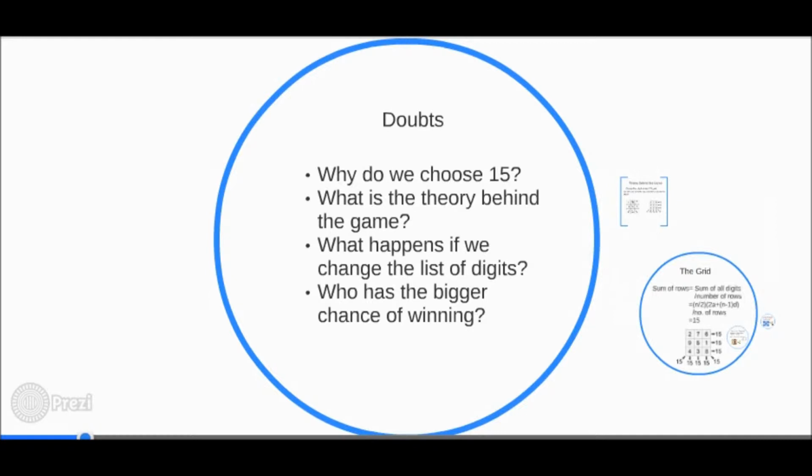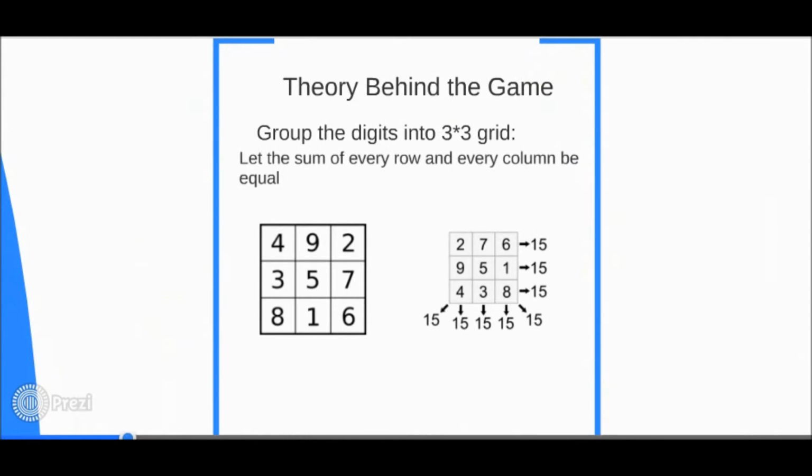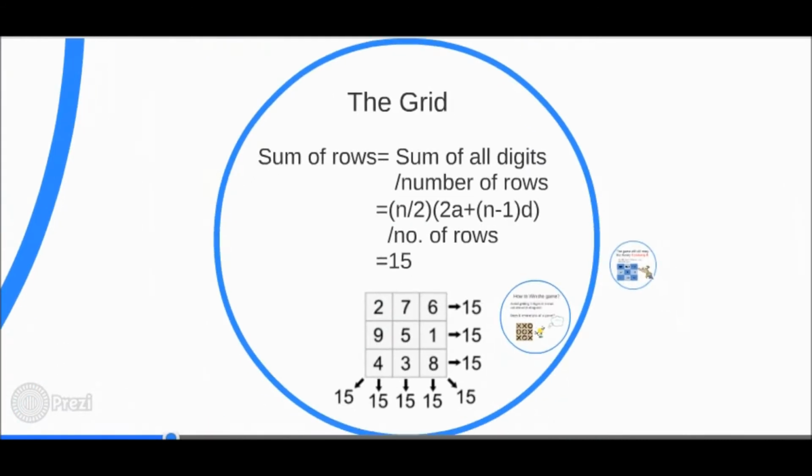The theory behind the game. First, we group the digits into a 3 times 3 grid and arrange them in a way that the sum of every row, column, and diagonal is equal. In this way, the sum of each row will be equal to the sum of all digits divided by the number of rows. The formula shown before the division is derived from the sum of an arithmetic progression.